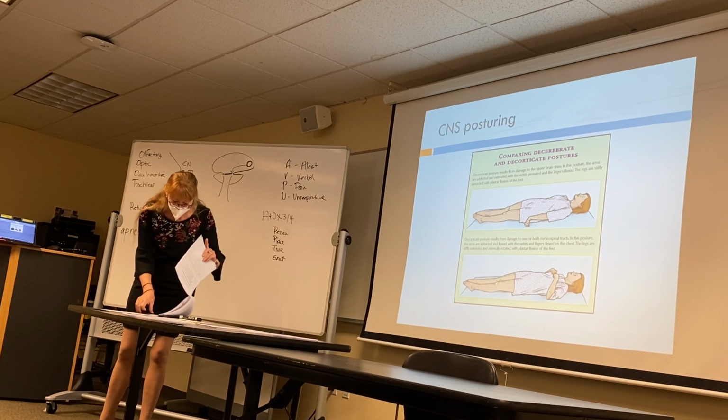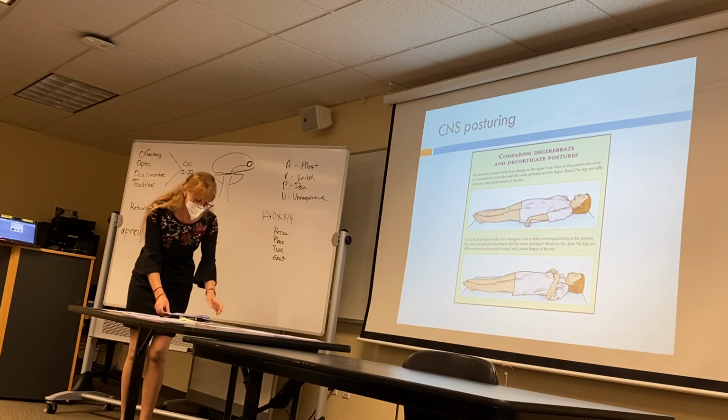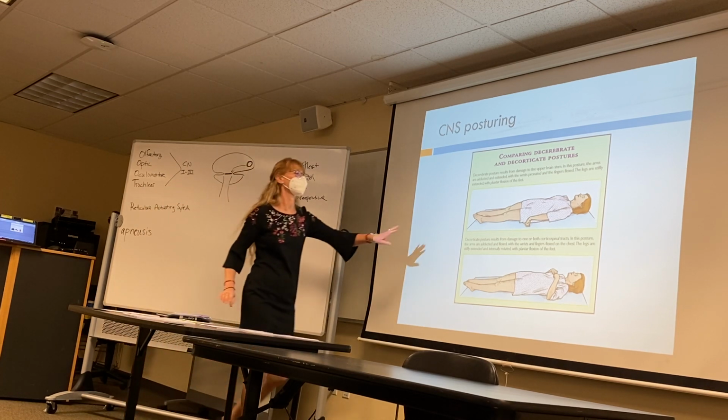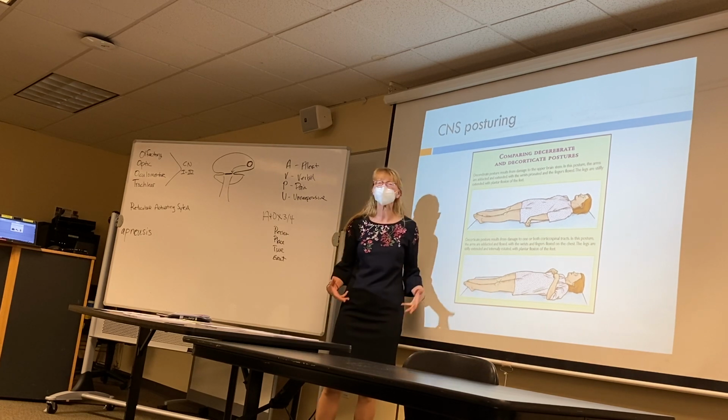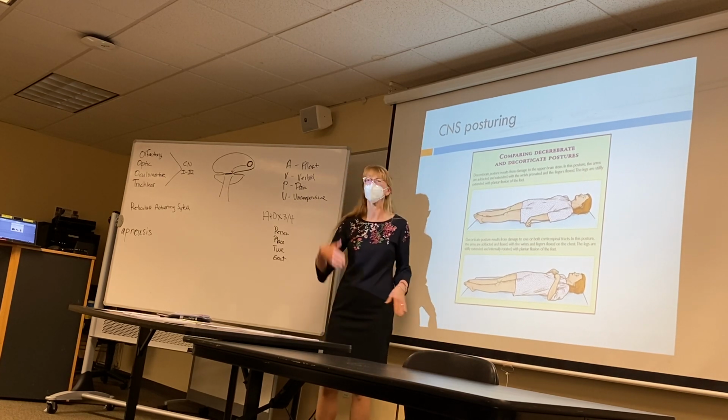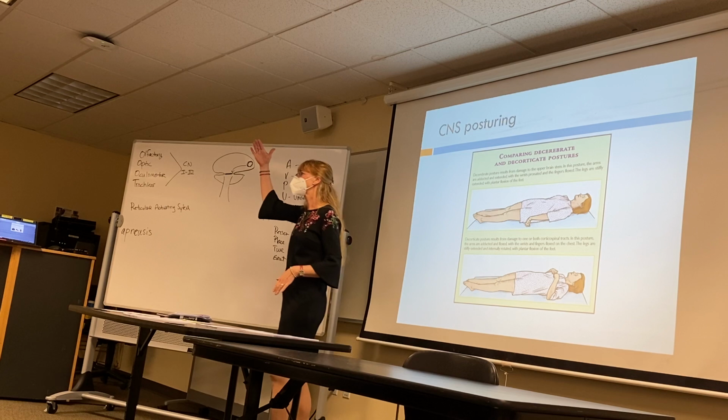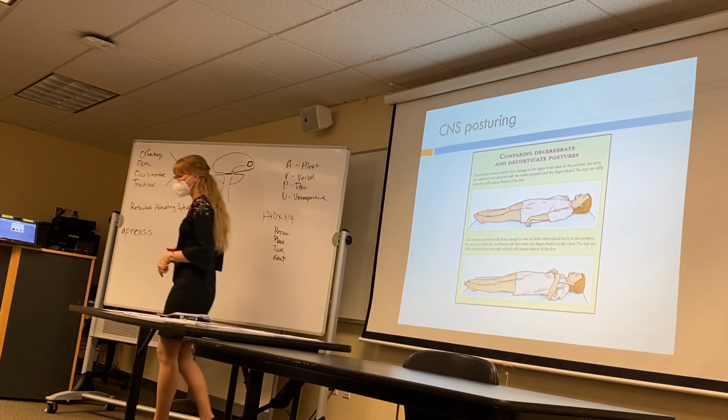So decorticate. Upper brain stem, yeah, upper brain stem. This one's worse. Okay. And this is hypoxia or bleed or damage more in the corticospinal pathways.